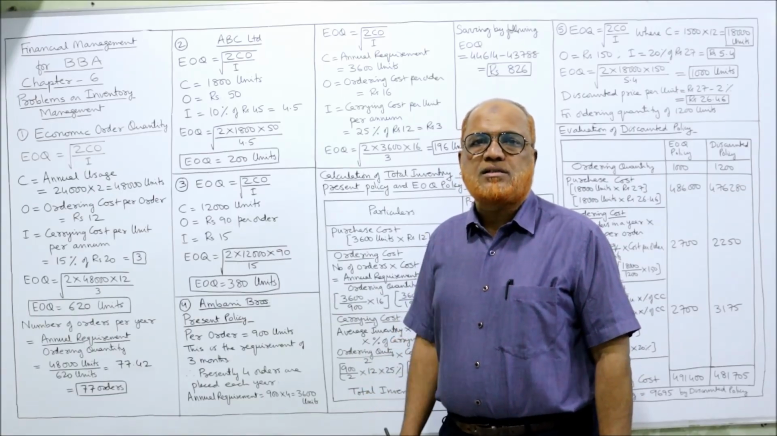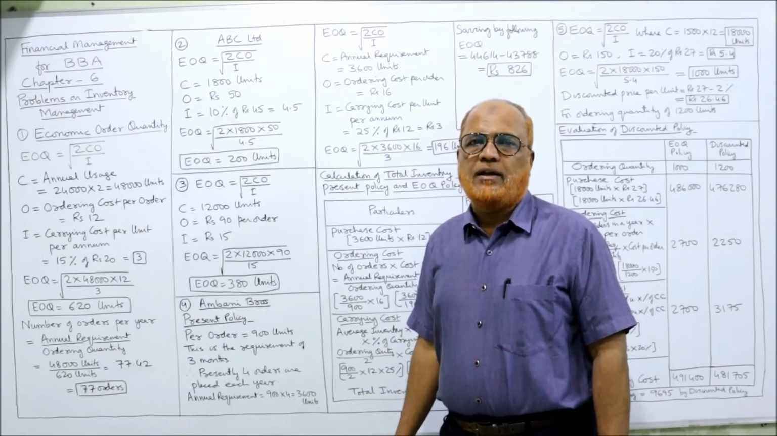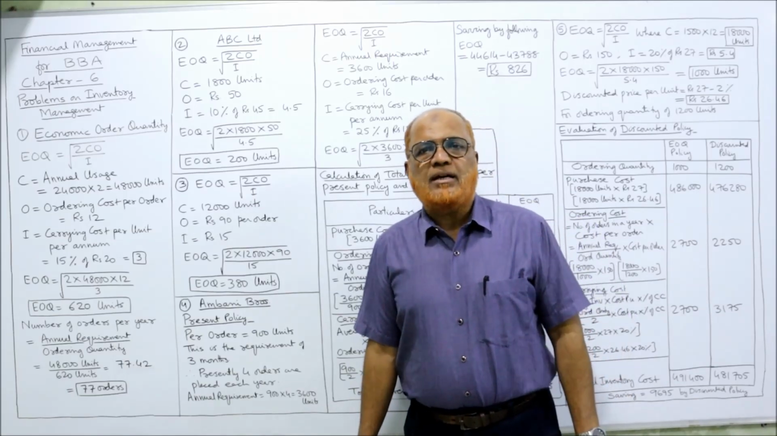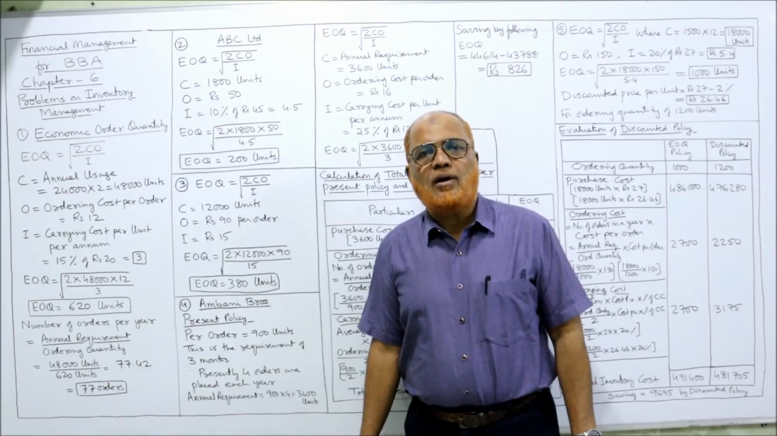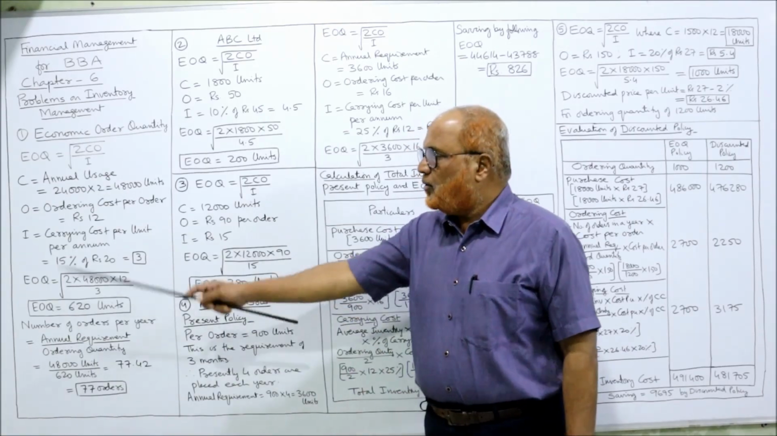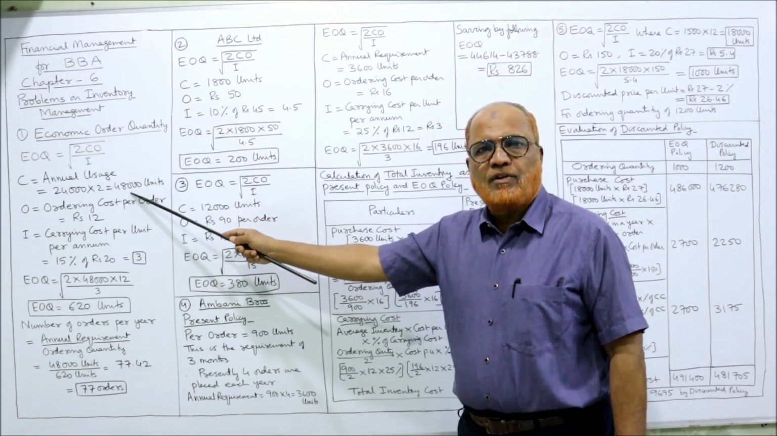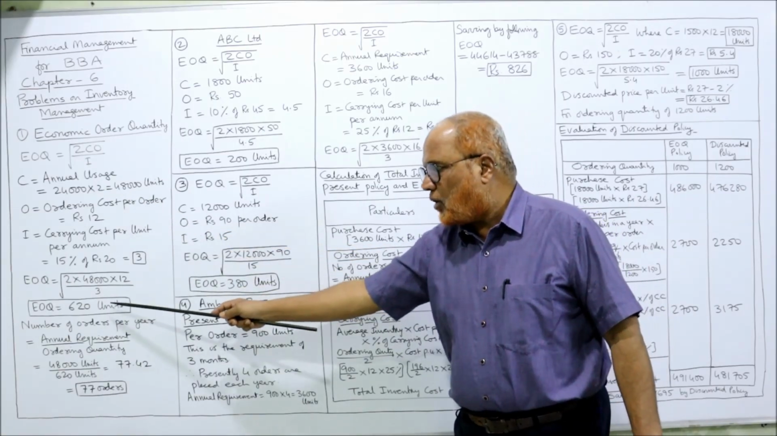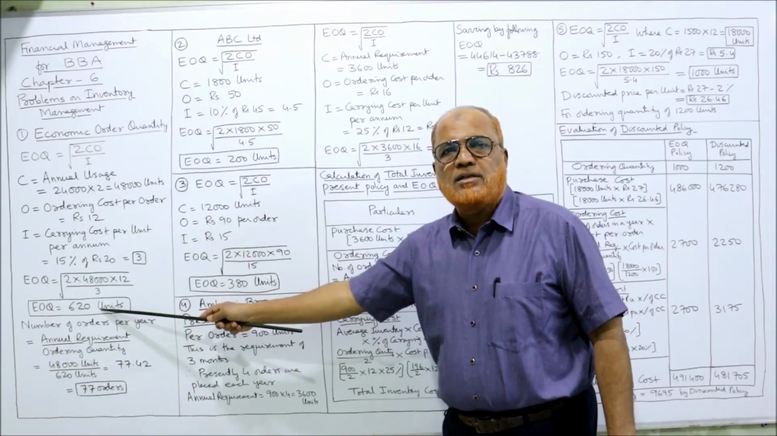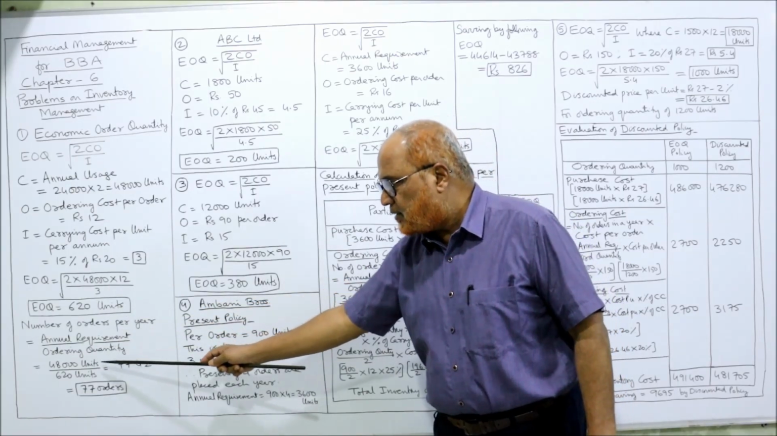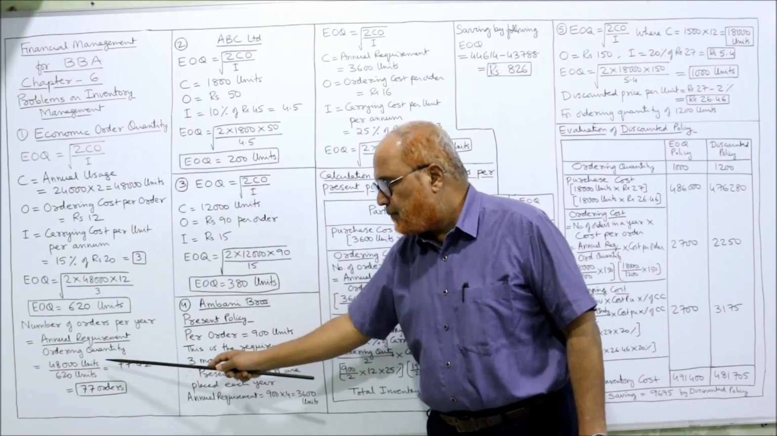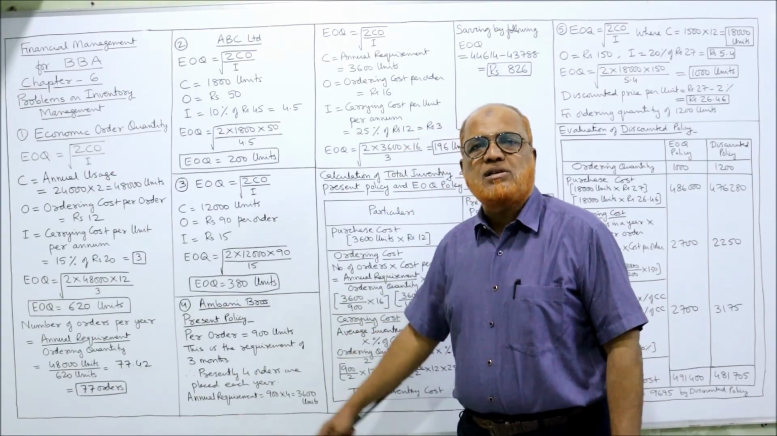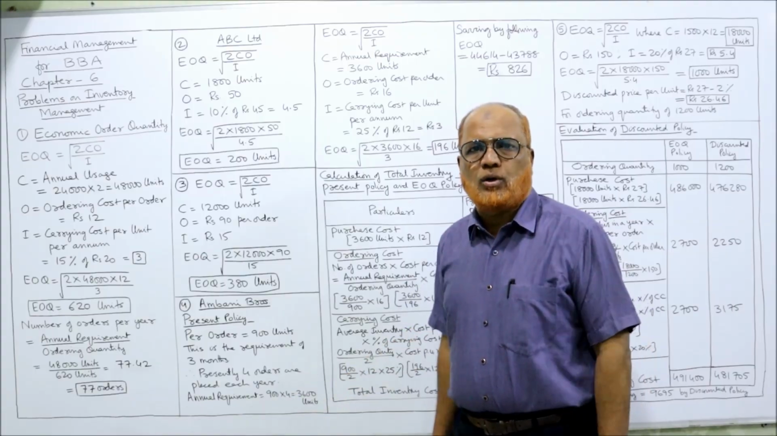Second, how many orders need to be placed in 1 year? For that, the formula is annual requirement divided by ordering quantity. The annual requirement is 48,000, and every time we are placing the order for 620 units. So 48,000 divided by 620, you will get 77.42. In other words, 77 orders or 78 orders you can take.